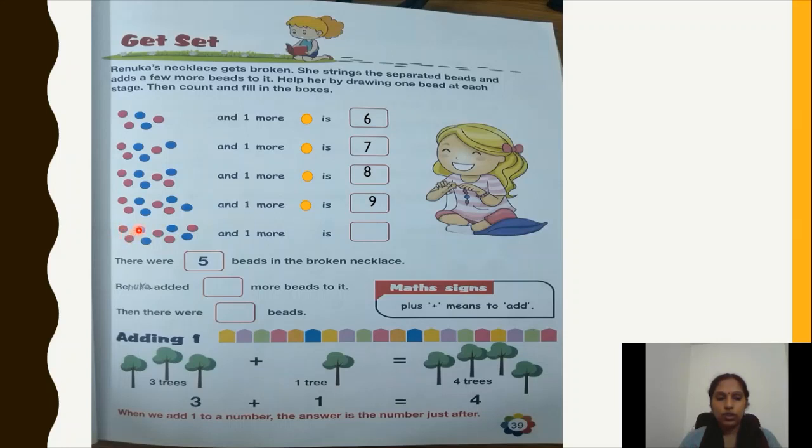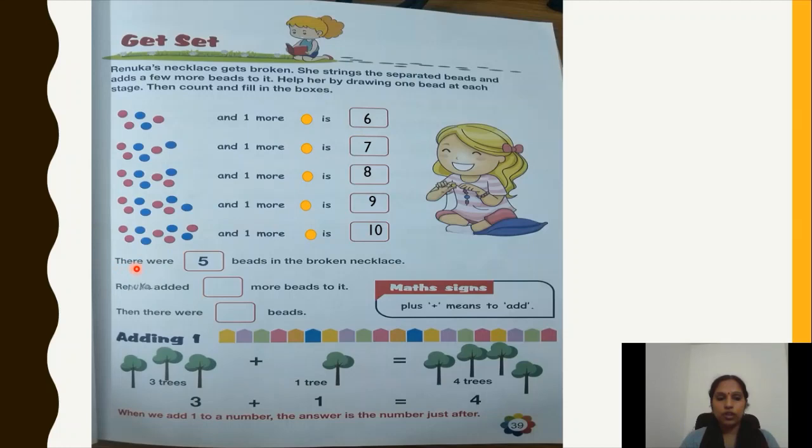Now we shall count and see how many beads are here. 1, 2, 3, 4, 5, 6, 7, 8, 9. She has 9 beads and she is adding one more bead. We are going to draw one more bead here. So 9 plus 1 gives you 10. Very good. So, did you all note it down in your textbook? Did you all note it down?